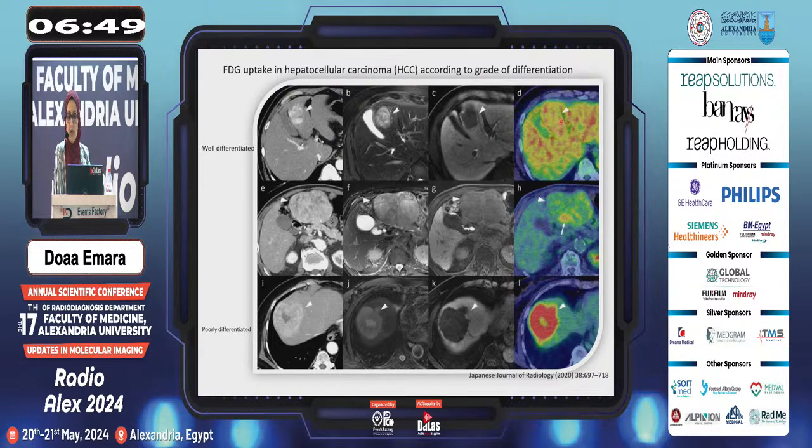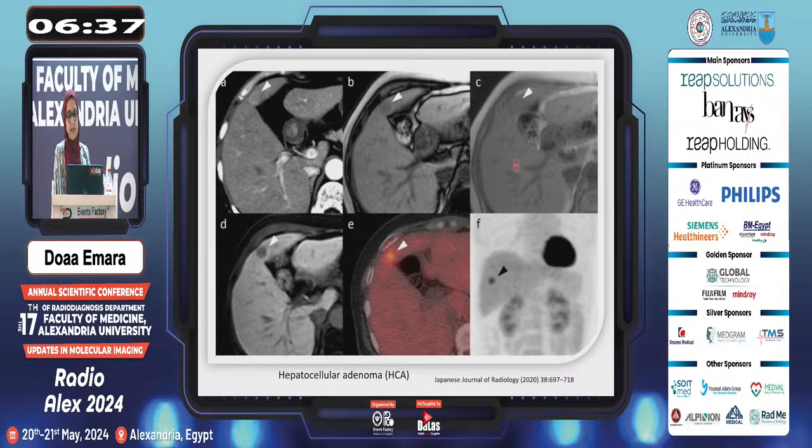In the first one, there is no uptake. It's more or less similar to the liver. But in the last one, which is poorly differentiated HCC, there is intense uptake. This is a benign lesion, a fat-containing lesion by MRI, and diagnosed as hepatocellular adenoma. Although it's benign, there is uptake in PET study.